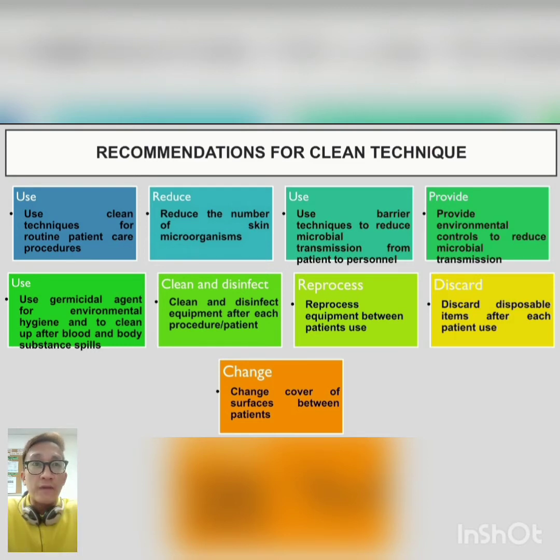Next is provide environmental controls to reduce microbial transmissions. Let's say, for example, in the OR, it's a positive pressured room. So the air exchange as well as the pressure of the room could limit the number of possible microorganisms through air or within the environment. Then use germicidal agent for environmental hygiene and to clean up after blood and body substance spills.